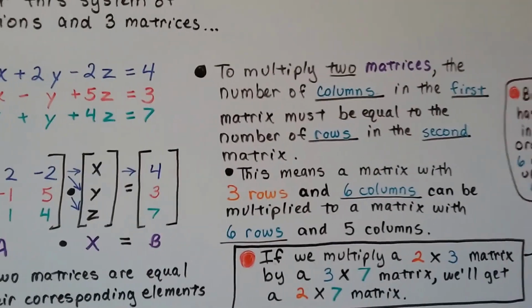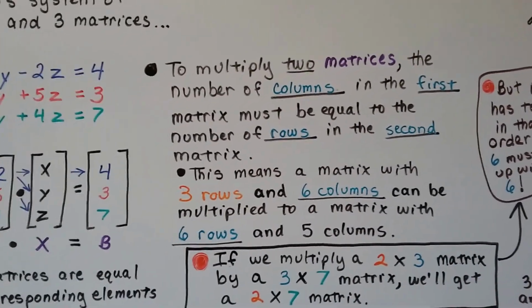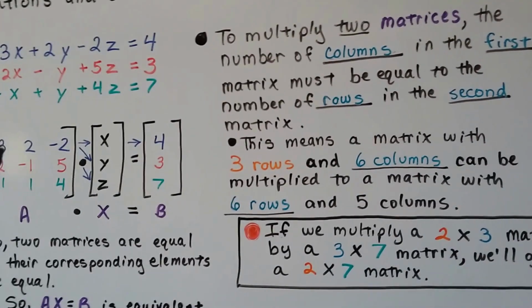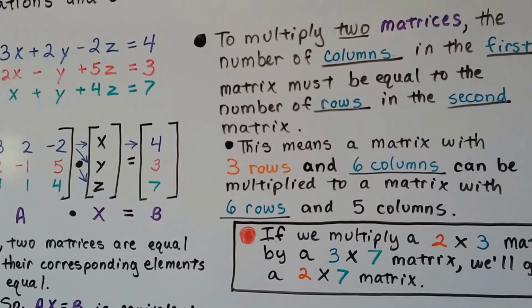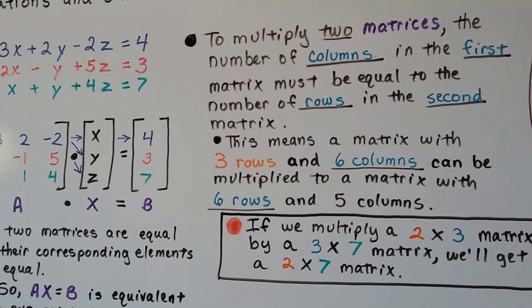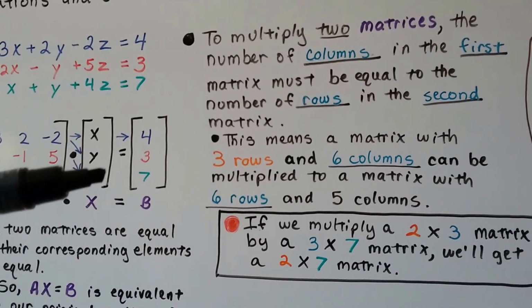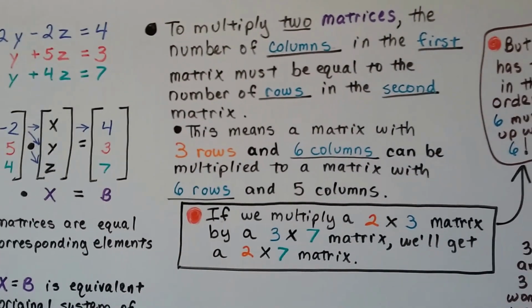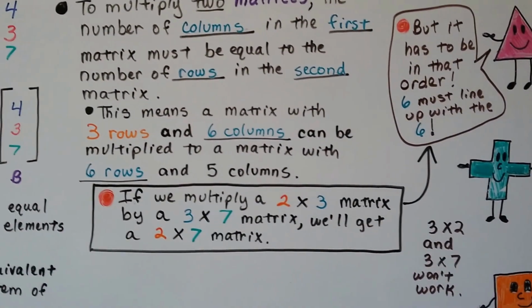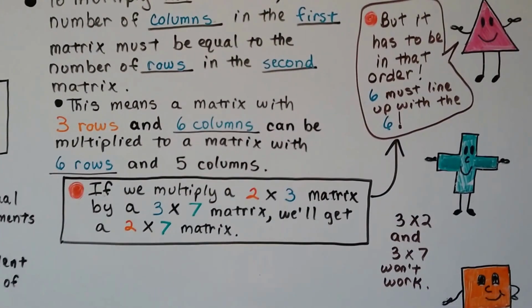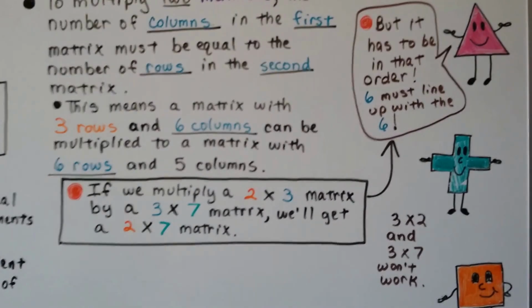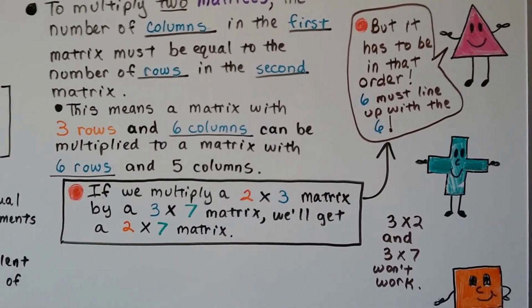Now to multiply 2 matrices, the number of columns in the first matrix, 1, 2, 3 columns, must be equal to the number of rows in the second matrix, 1, 2, 3. See? This means that a matrix with 3 rows and 6 columns can be multiplied to a matrix with 6 rows and 5 columns.